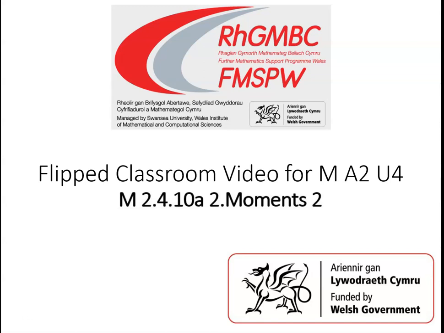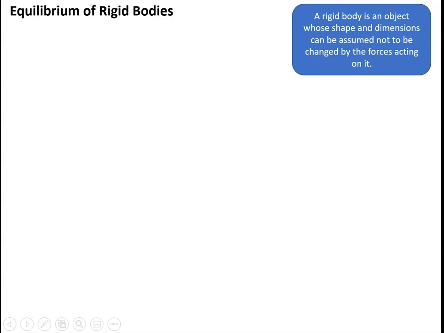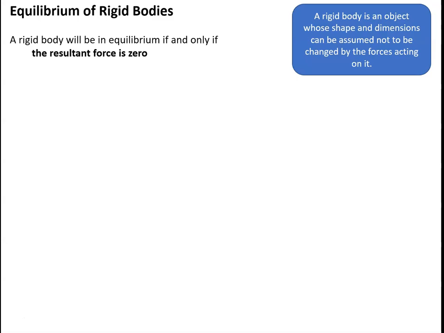In this video we're going to see how moments can be used to consider the equilibrium of some simple rigid bodies. A rigid body is an object whose shape and dimensions can be assumed not to be changed by the forces acting on it. And the rigid body will be in equilibrium if and only if, first of all, the resultant force is zero, and secondly, the resultant moment about any point is zero.